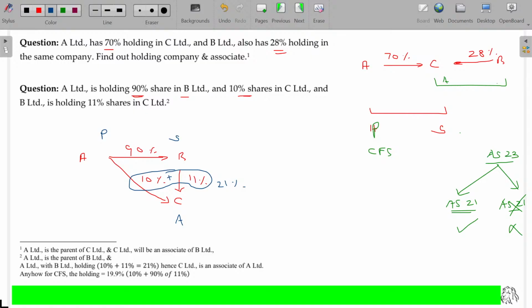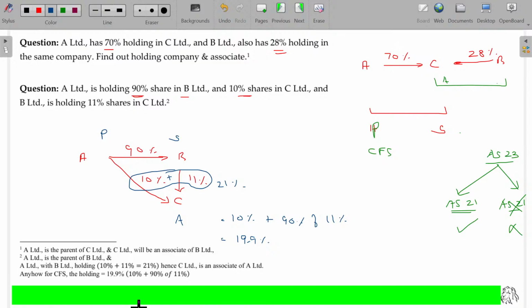But while consolidating, you have to consolidate this way: 10% direct holding. Out of that 11%, A holds only 90%, another 10% is held by minority. That's why 90% of 11 will be taken. Yes, come on. What is the holding in C by A? 19.9%. So as 19.9 is less than 20%, don't argue that it's not an associate.